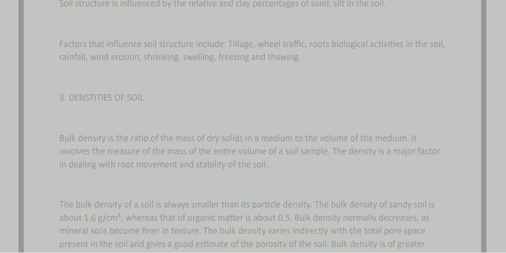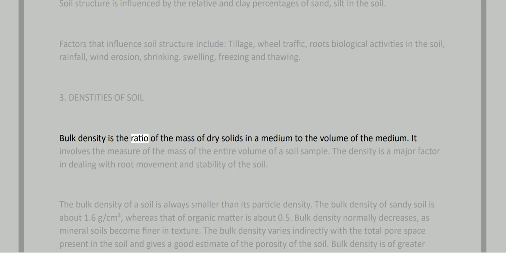Factors with influence. Soil structure is influenced by the relative percentages of sand, silt and clay in the soil. Factors that influence soil structure include tillage, wheel traffic, roots, biological activities in the soil, rainfall, wind erosion, shrinking, swelling, freezing and thawing.